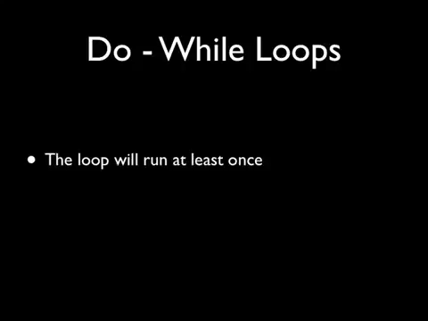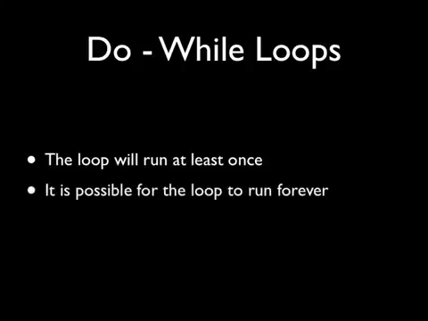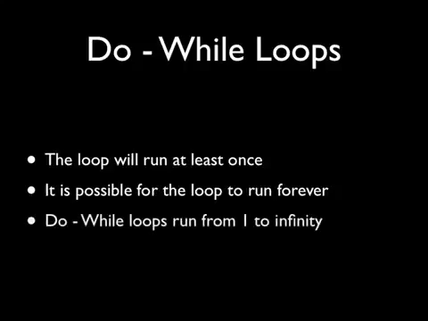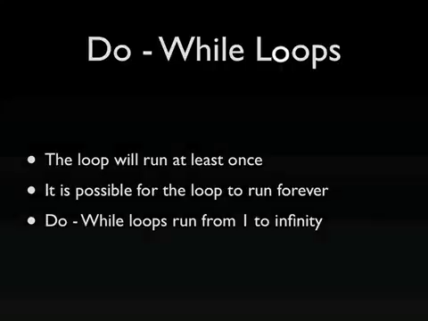So this means the loop runs at least once, and it's possible for the loop to run forever, basically infinitely. So do while loops we say to run from 1 to infinity times. So anywhere from that range from 1 up to infinity is the amount of times the do while loop will run. Now we're looking at the for loop.